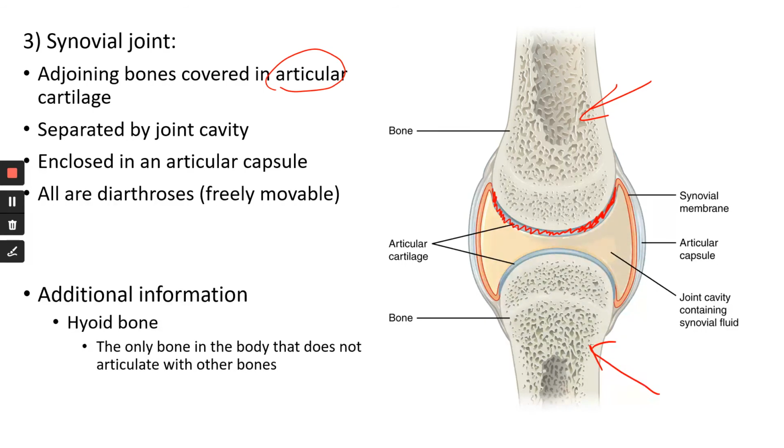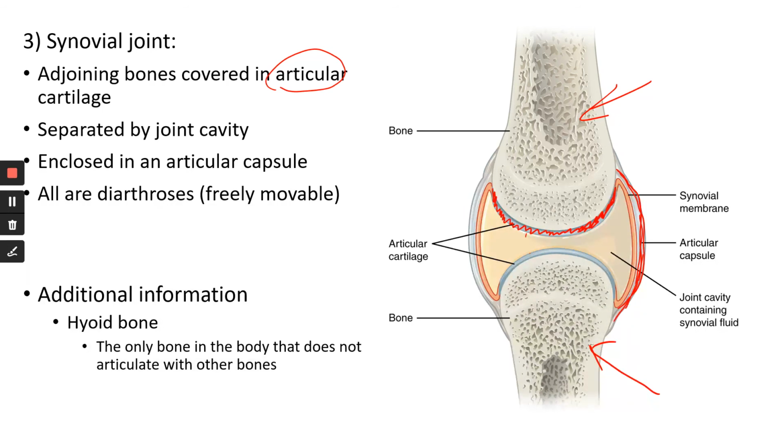The bones are separated by a joint cavity, right? They don't touch or anything. There's no solid structure to directly connect them. So there's a space in between the adjoining bones. The joint is enclosed in an articular capsule. The articular capsule is over here. It's a layer right there.